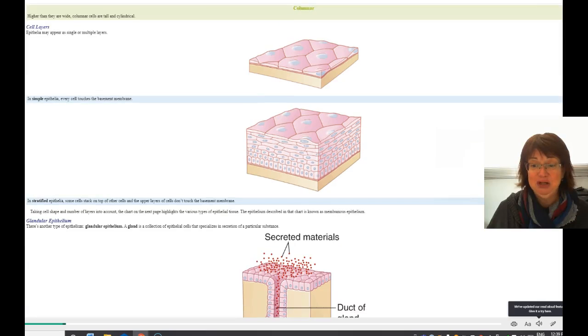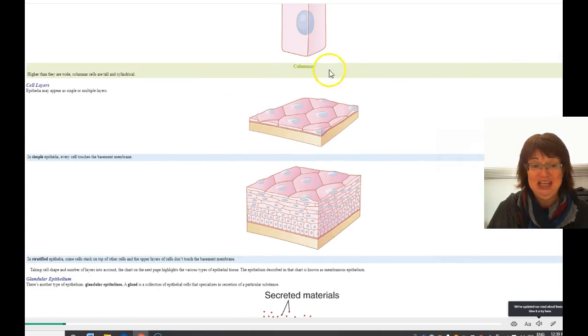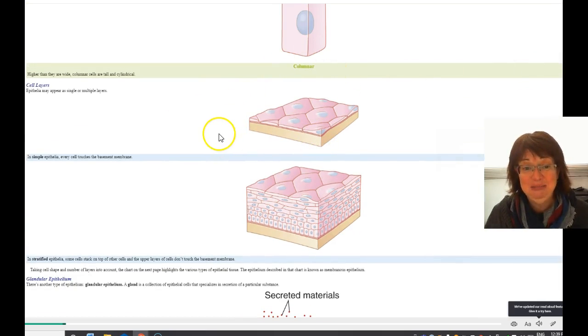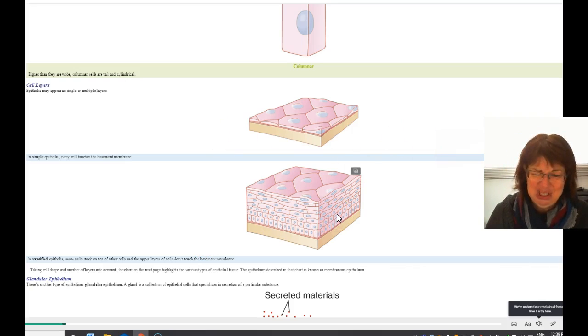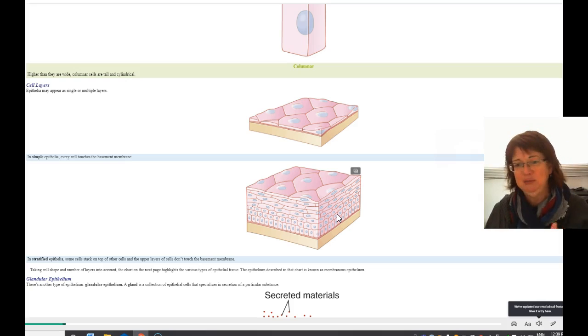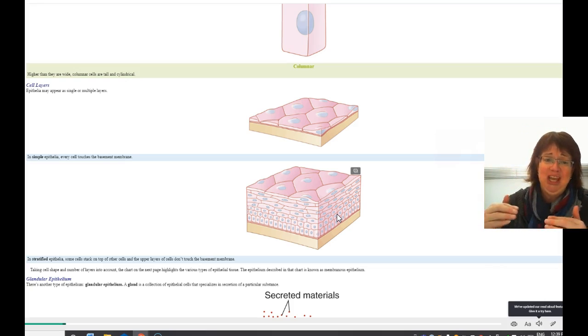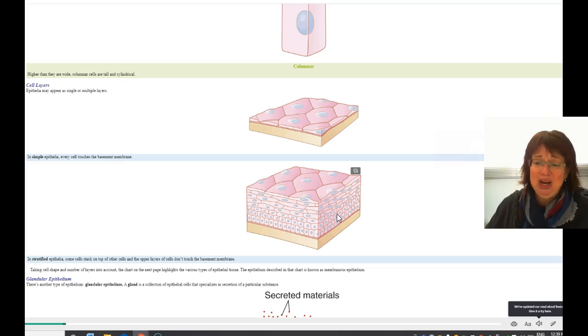Then in the textbook it shows lovely diagrams of the layers. So your layers can be either simple or it can be stratified. And there's another one called pseudo-stratified, which is kind of a combination of both. But we're basically just going to look at simple and stratified. If you're stratified, you have layers.